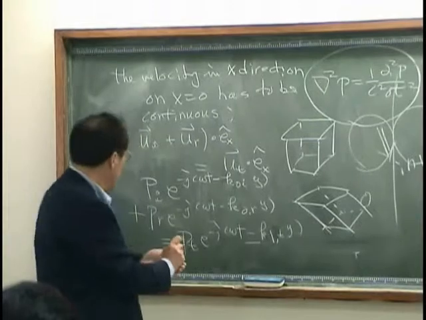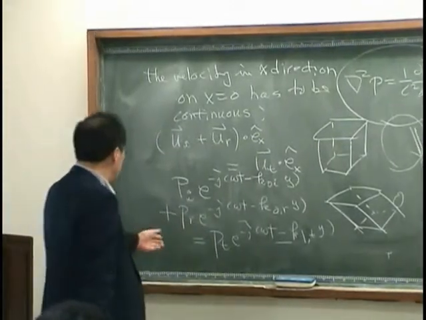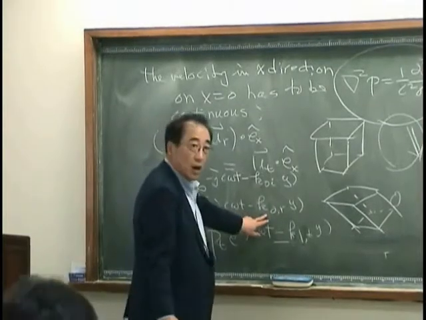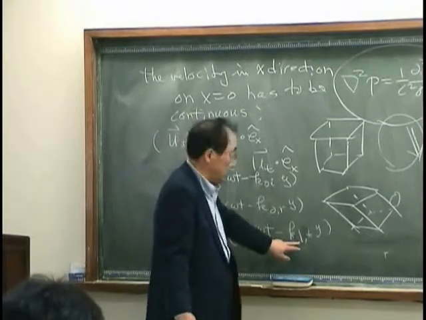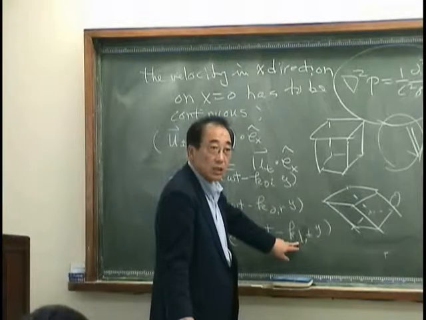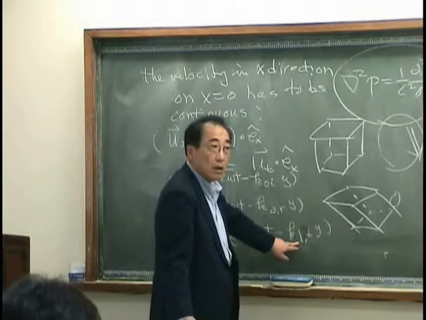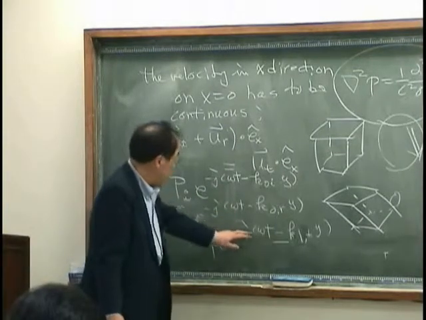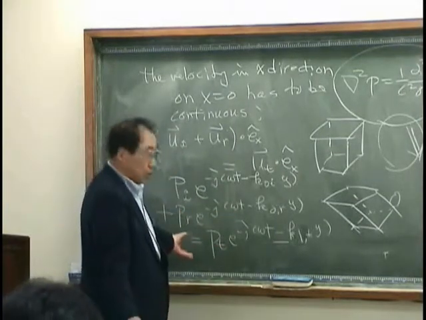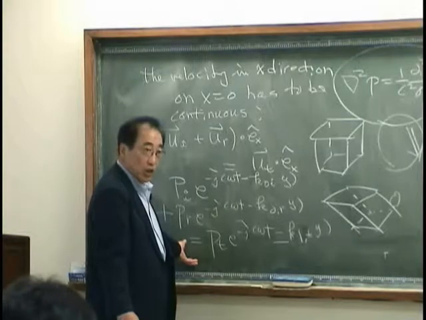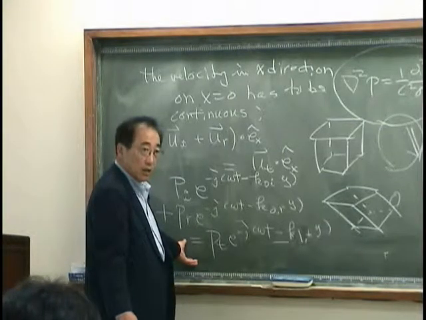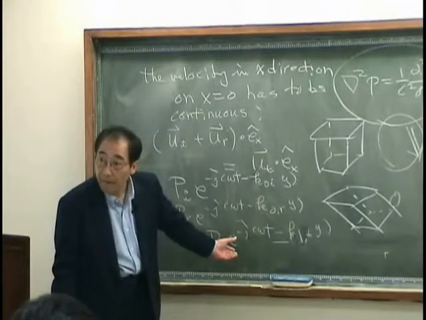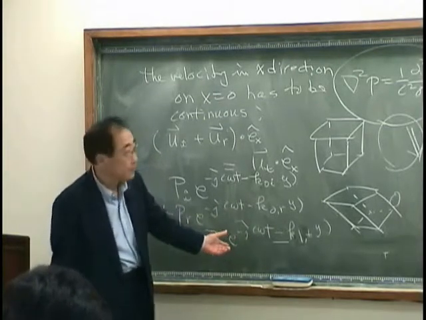Okay? And very interestingly, the K0I and the K0R have to be the same as the K1T. So omega has to be the same. I mean, to have this equality, the exponent has to be the same, right? Okay.